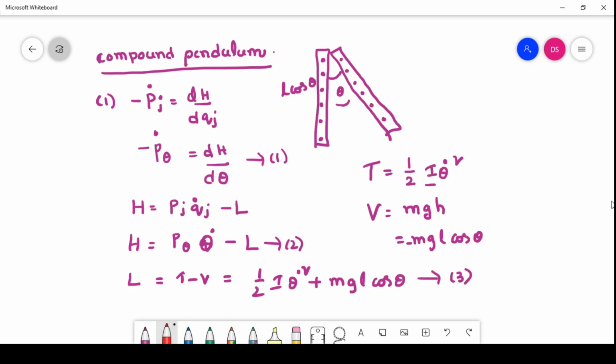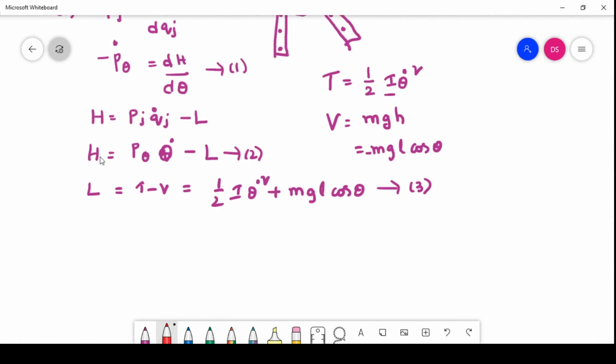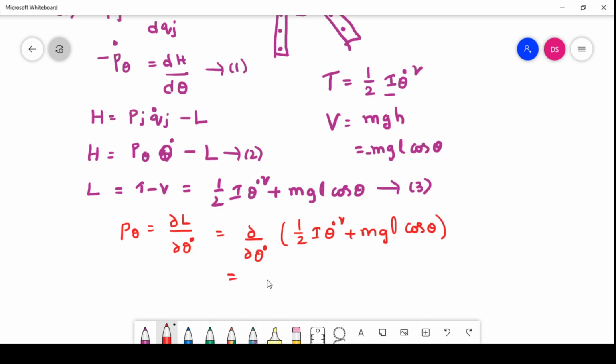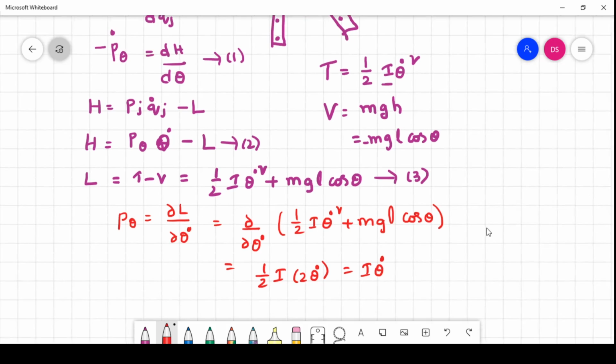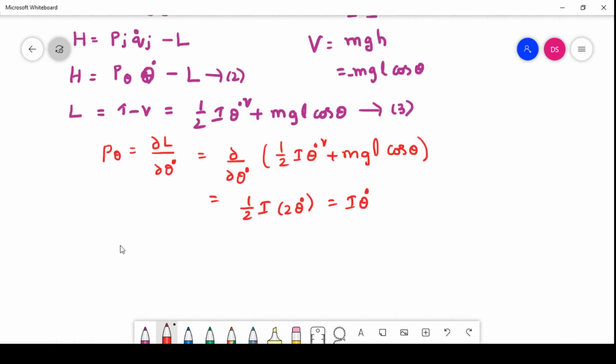Now next step, we have the L value but we want p theta. To get p theta, what is the formula? Dou L by dou theta dot. So dou L by dou theta dot of half I theta dot square plus mgl cos theta. Here we can write half I into 2 theta dot, that is equal to I theta dot. So p theta is equal to I theta dot. Let it be equation 4.